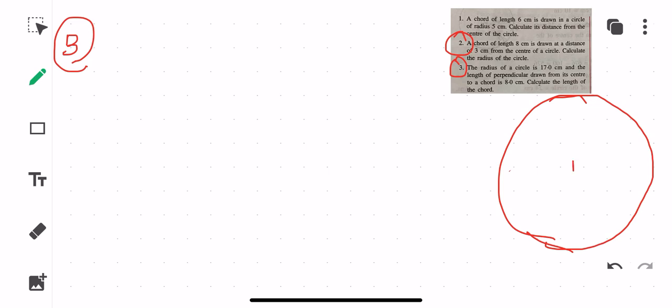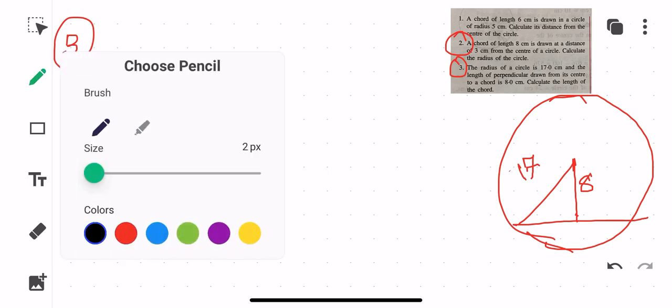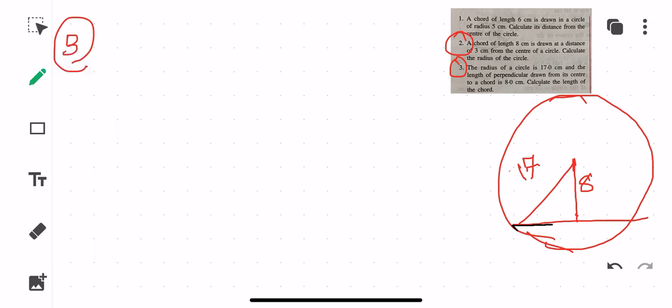See, the radius has been given as 17, children. So suppose this is my radius, this has been given as 17, and the length of the perpendicular to the chord, this particular length, has been given as 8. Now you need to find out the length of the chord. Suppose this is AB and this is OP. So you have been given OP, you have been given OA, and you have been given that this OP is perpendicular to AB.